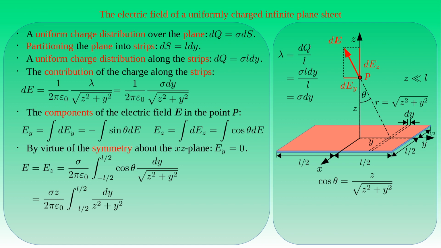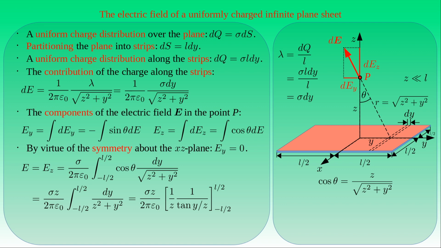By performing the integration, we obtain sigma times z over 2 pi times epsilon naught, times the primitive function 1 over z times tangent inverse of y divided by z, which we evaluate at the lower limit minus L over 2 and the upper limit L over 2. This formula already gives the electric field strength E on the z-axis erected in the middle of the charged plate with a finite size. However, we are interested in the electric field of a uniformly charged infinite plane and we take the limit of this expression.